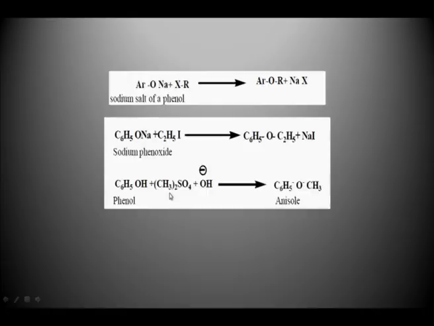And when we treat phenol with DMS, we get anisole as the major product here. And here the nerolin preparation: when we take beta naphthol with DMS, dimethyl sulfate, we get nerolin as the major product here. These are the aromatic ether preparation methods.